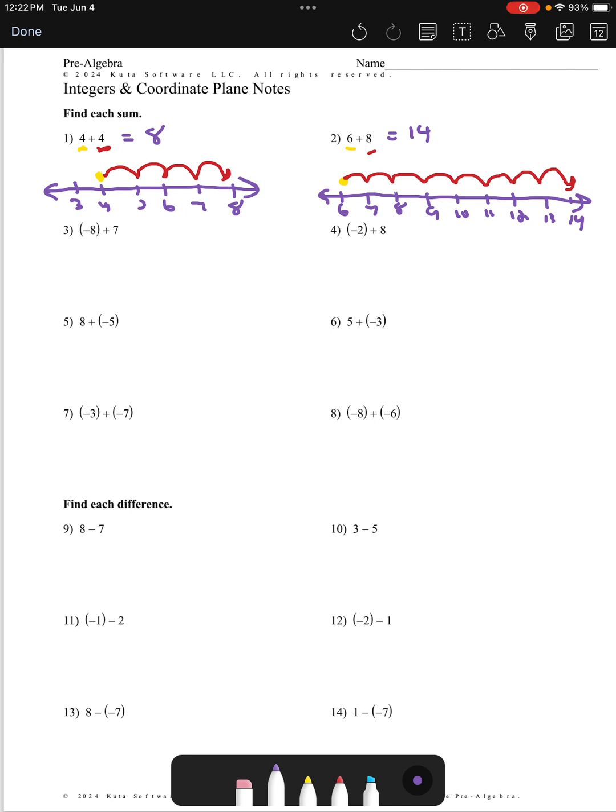Okay, negative 8 plus 7. Let's think about this in terms of the number line. Now I happen to know the answer is negative 1, so I'm going to stop there. But we start at negative 8, and then we add 7. Adding 7 is go to the right 1, 2, 3, 4, 5, 6, 7 times. And there we land at our negative 1.